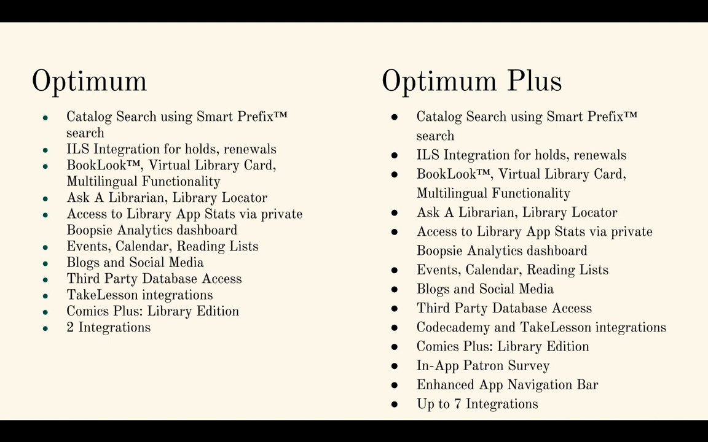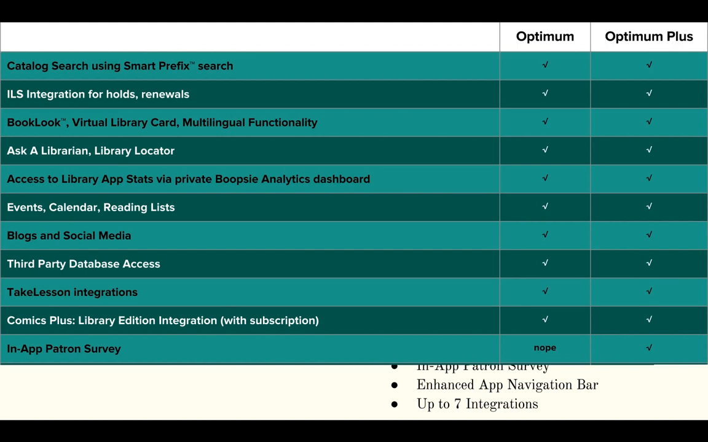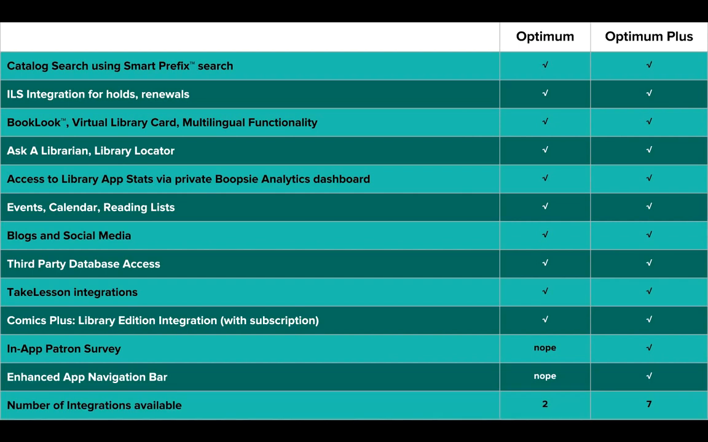But anyway, what's included in your basic package is a catalog search. We use smart prefix search, which is the ability to type in a couple of letters and filter down your search. So instead of spelling out Stephen King and then potentially spelling it with a V instead of the PH like it's supposed to be, you can just type in STEKING and it'll automatically filter down for Stephen King novels.